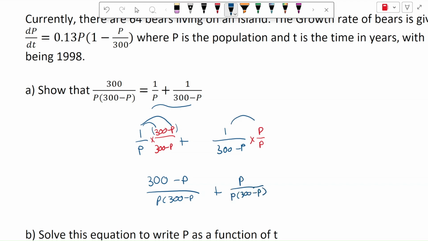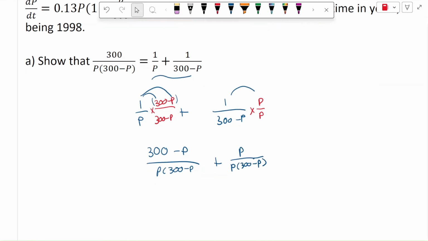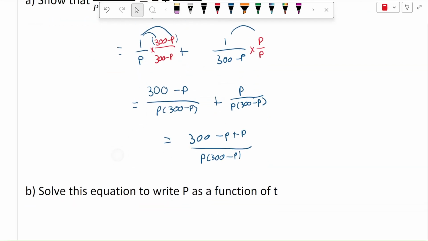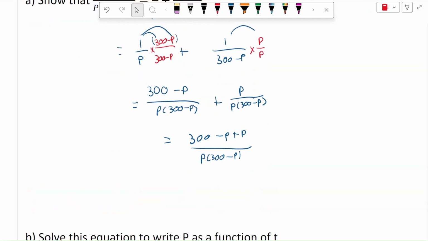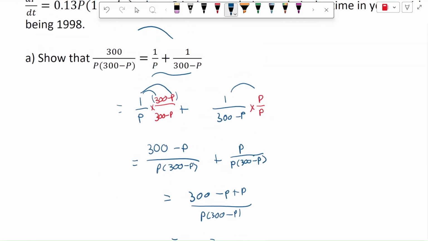And now that we've cross multiplied, they have the same denominator. So we've got 300 take P over P lots of 300 take P. And what do you know? That is what we wanted. So it's a bit weird because we started from the right-hand side of the equation, but we basically went from the messier version to the cleaner version. And I guess what I should do is write what we actually started with.